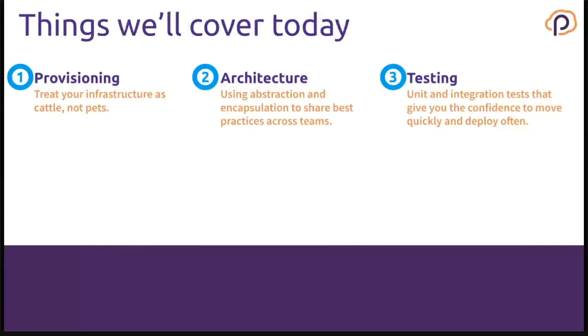So what we're going to cover today: first, provisioning, treating your infrastructure as cattle, not pets. Second, architecture. These are things that we typically use in Go and other programming languages. Using abstraction and encapsulation where appropriate to share our best practices. Not repeating ourselves needlessly, but sharing those best practices across teams. And the third thing we're going to do is test. So look at unit and integration testing for our infrastructure, which is something that you would be surprised to hear is not entirely common.